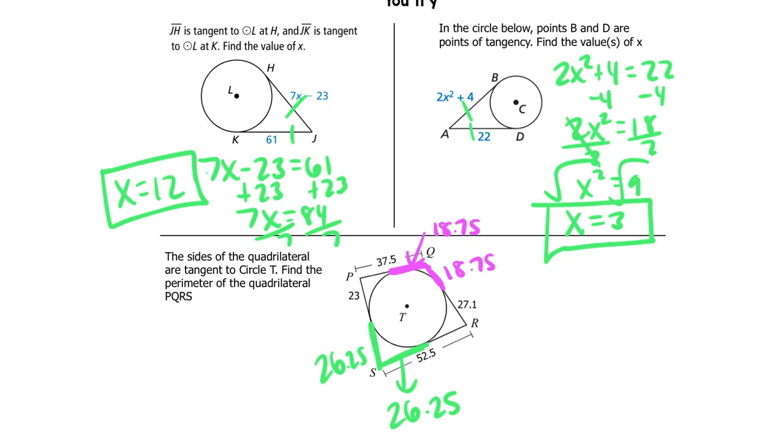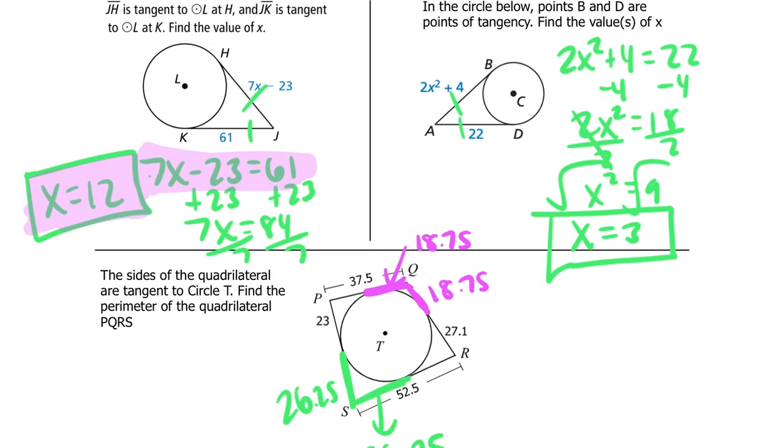So on the first one, I just ended up setting up the equation. I know that these external tangent segments are equal. So I know that 7x minus 23 equals 61. Just solve that for x, and you end up getting x equals 12 for your final answer. The next one right next to it is the same idea. These external tangents are both coming from A, so they must be equal.